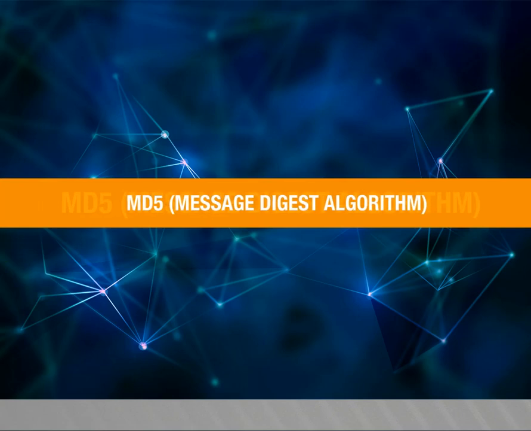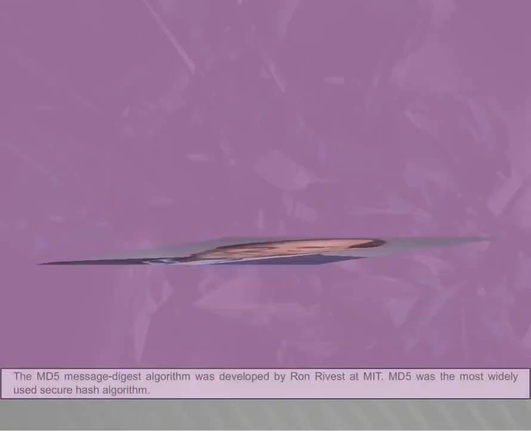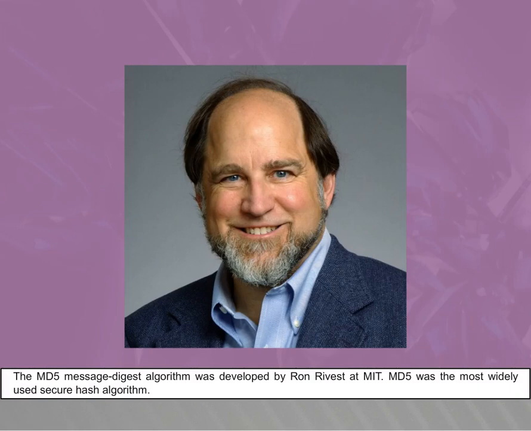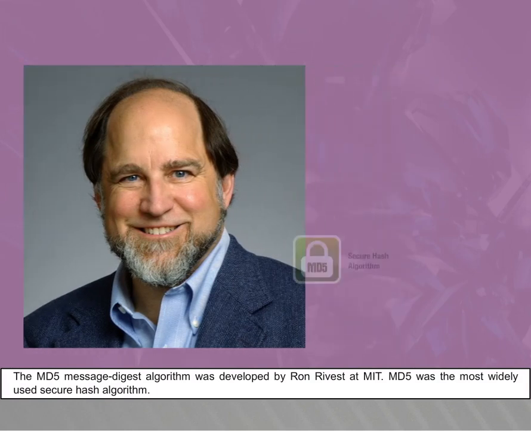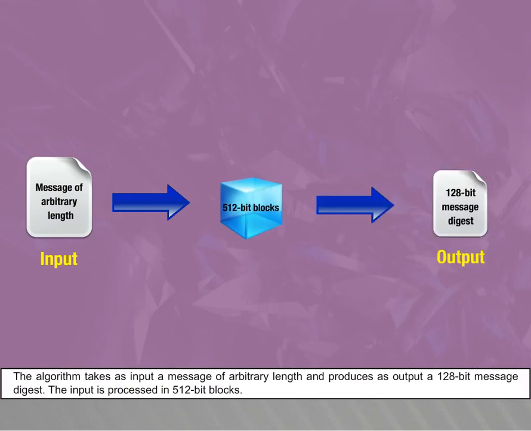MD5 Message Digest Algorithm. In this video, we are going to learn about the Message Digest Algorithm. The MD5 Message Digest algorithm was developed by Ron Rivest at MIT. MD5 was the most widely used secure hash algorithm. The algorithm takes as input a message of arbitrary length and produces as output a 128-bit message digest. The input is processed in 512-bit blocks.